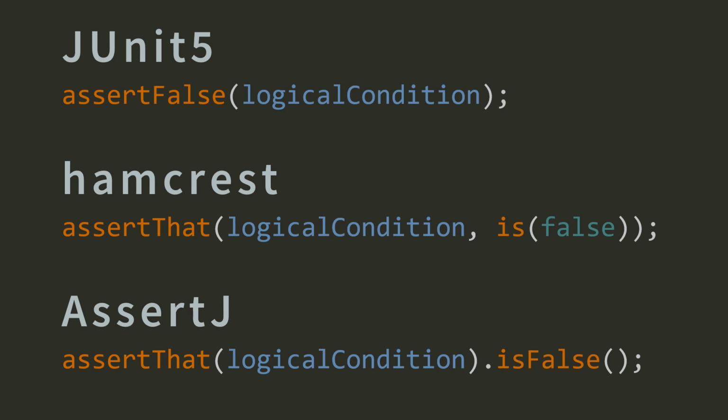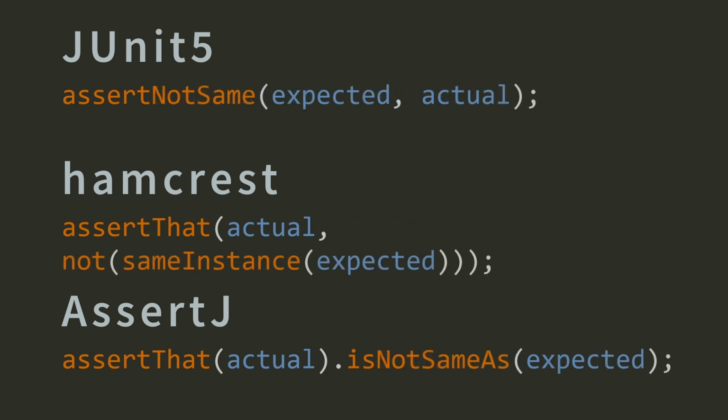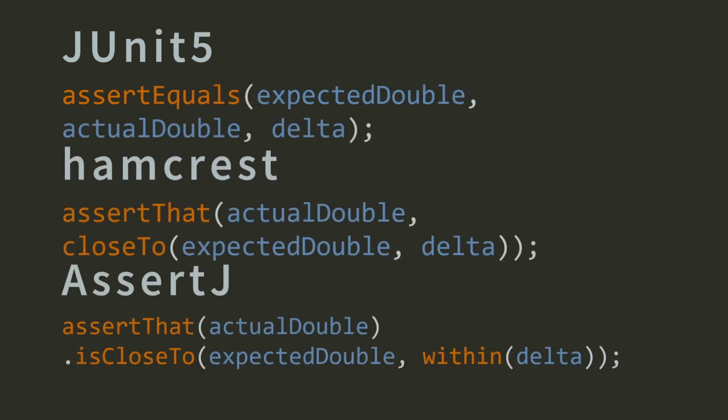For object references, we have the assertSame assertion. In the case of Hamcrest, it's assert that actual is the same instance as expected, and AssertJ has assert that actual is same as expected. For not same, it's just the not negation. For double comparisons with assert and delta, we have, in the case of JUnit 5, just a normal assertEquals.